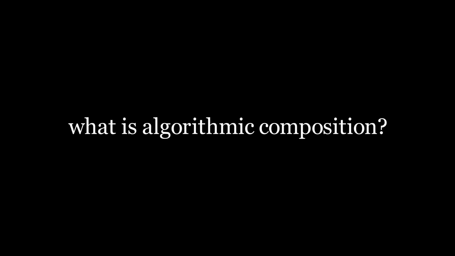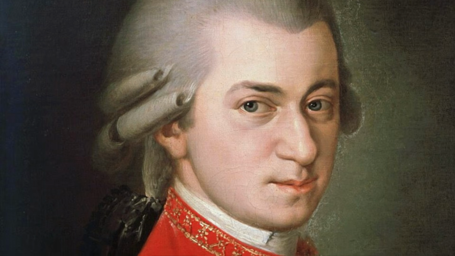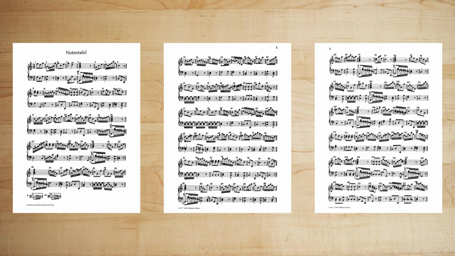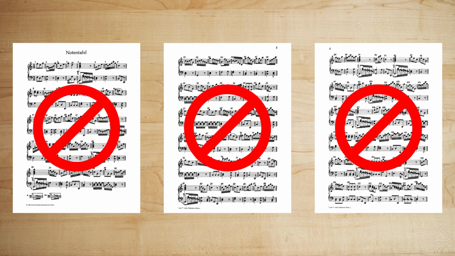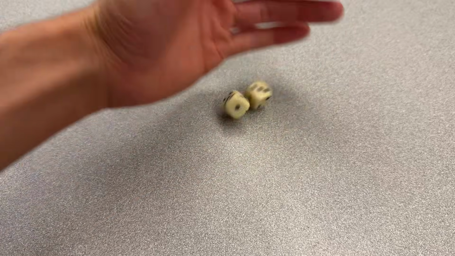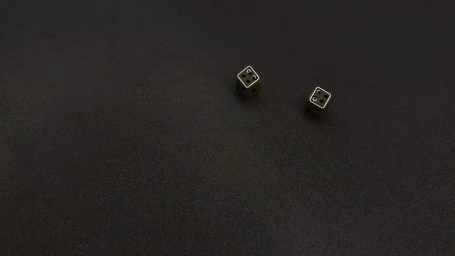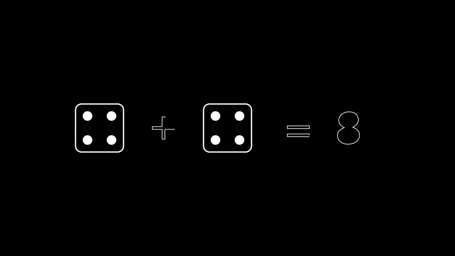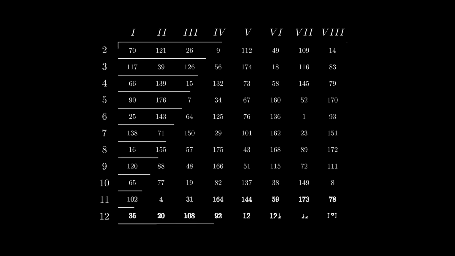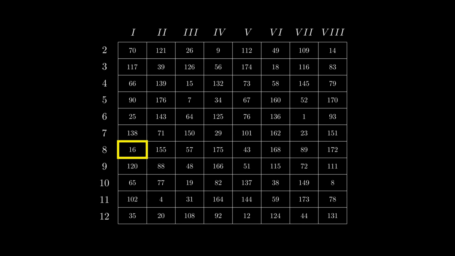In 1792, Mozart published a very peculiar piece of music. At first glance, this composition seems no different than any of his other compositions, except for one small detail. What you're looking at isn't actually the score, at least not the final score. Before playing the piece, the performer is asked to roll 2 dice, which would yield a sum between 2 and 12 inclusive. Then, with the provided lookup table, the performer would find the appropriate cell, where the rows represent the sum of the 2 dice and the columns represent the measure number.